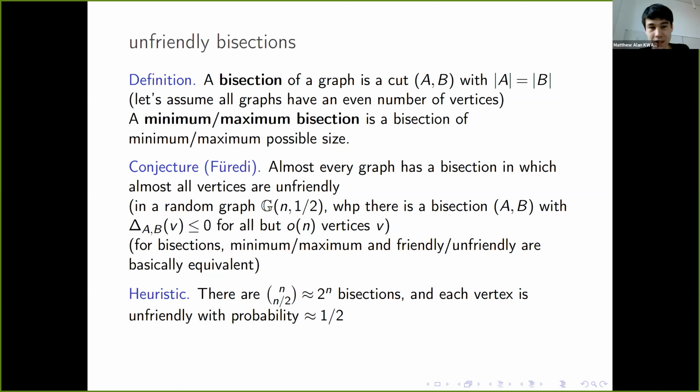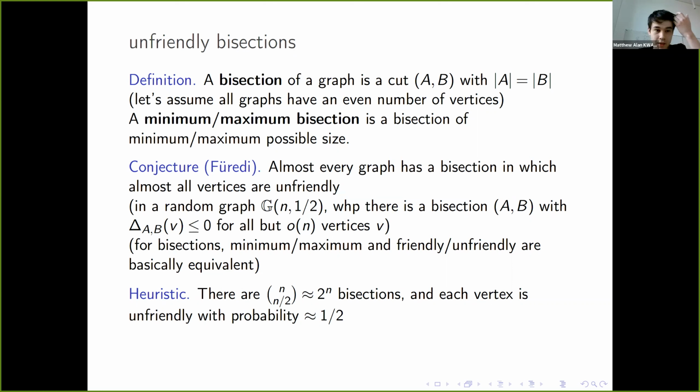This is really just a heuristic. And I should stress that it's actually extremely difficult to compute the probability that a given bisection has a given number of friendly vertices because you do not have independence here. But the correlations here seem to be working in your favor, because if you know that a vertex is unfriendly, that means it's got more neighbors on the other side. That means those neighbors are in turn more likely to be unfriendly. And so with the positive correlations, this is really a conservative heuristic. So this is probably true.